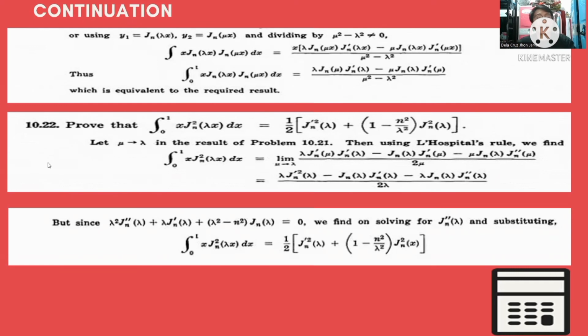Now we need to prove that the integral from 0 to 1 of x J sub n squared of lambda x dx equals one half of J sub n prime squared of lambda plus (1 minus n squared over lambda squared) J sub n squared of lambda. Here mu is made to approach lambda in the result of problem 10.21.